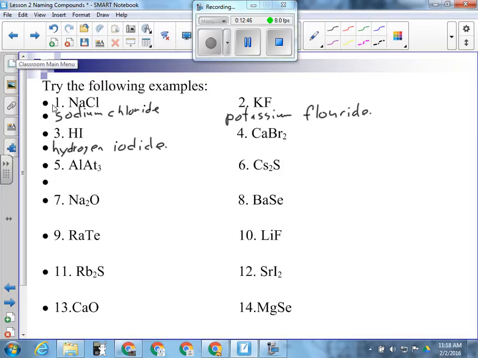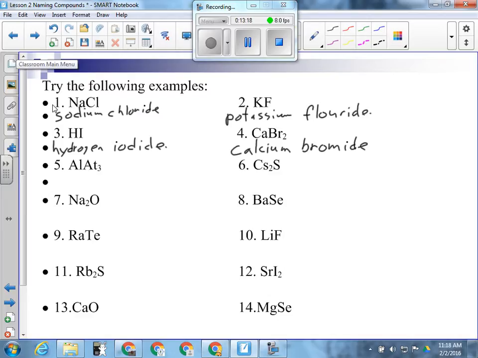Okay, number 4, we got calcium with bromine. So I've got to write this as calcium bromide. Nope, this is an ionic compound, so it doesn't get a prefix. This is just calcium bromide. There's only one way for calcium and bromine to go together. And of course, that's the tricky part. We see that 2 there, we automatically want to write a prefix for it. Ionic compounds don't get prefixes.